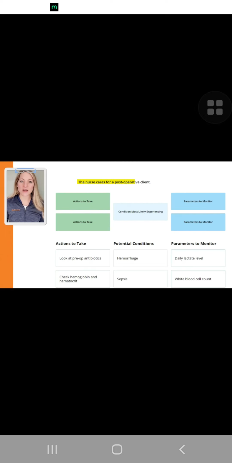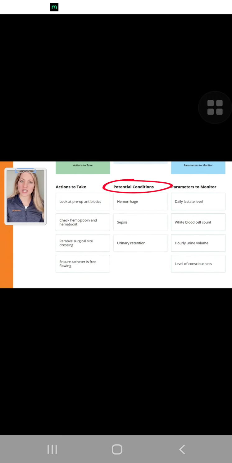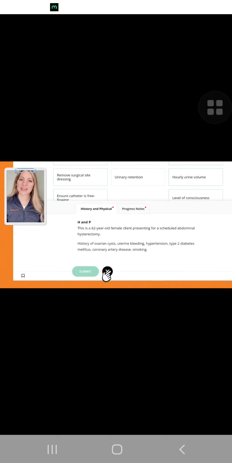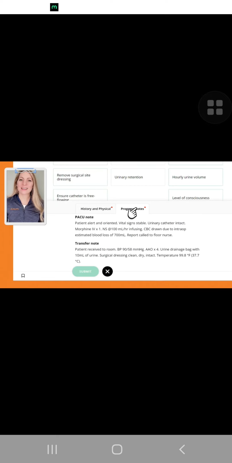So the nurse is caring for a post-operative client. We need to identify the potential condition that the client is most likely experiencing and select 2 actions the nurse should take and 2 things the nurse should monitor to assess the client's progress. Make sure to read all the notes and client data carefully. Let's go over the important data together.